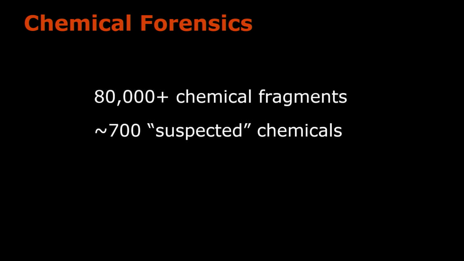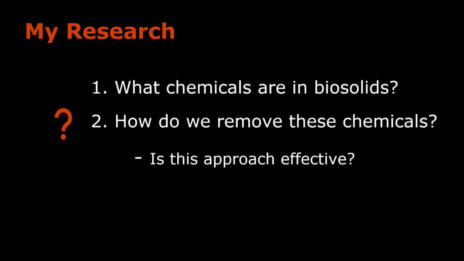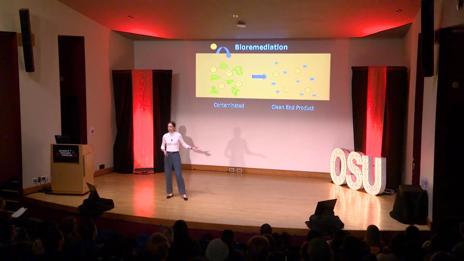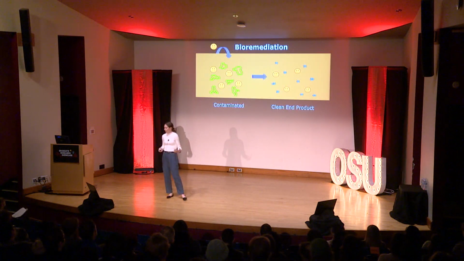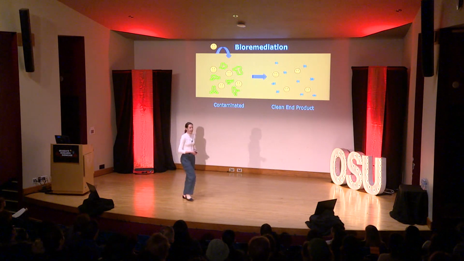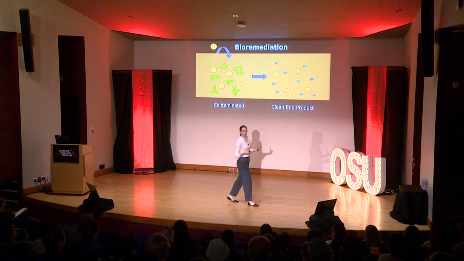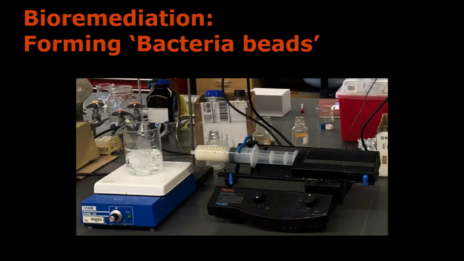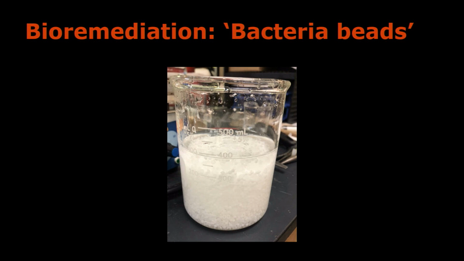Which brings me to my next research question. How do we actually remove all of these chemicals? And is our removal method effective? The approach I'm using is bioremediation, which is just the use of a biological agent, in my case bacteria, to remove these pollutants in a more natural and cost-effective way. The way I do this is by loading a syringe with bacterial cells and this gelatiny substance. I slowly release this mixture, a few drops at a time, into a vat of cross-linking solution. This solidifies the beads with the cells inside of them, giving them extra protection.